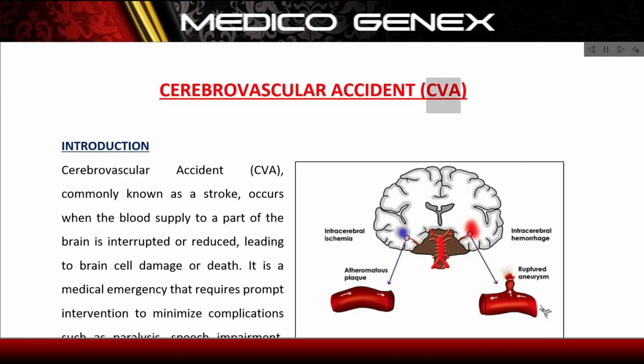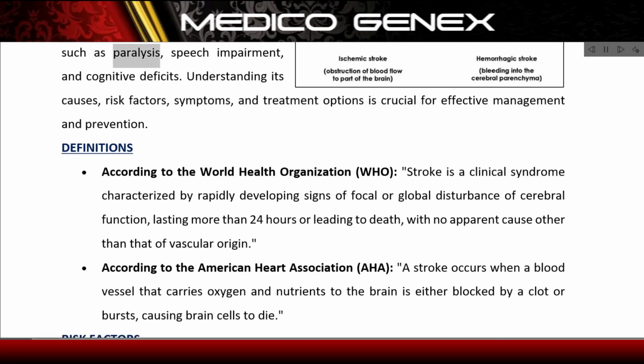Cerebrovascular Accident, CVA. Introduction. Cerebrovascular accident, CVA, commonly known as a stroke, occurs when the blood supply to a part of the brain is interrupted or reduced, leading to brain cell damage or death. It is a medical emergency that requires prompt intervention to minimize complications such as paralysis, speech impairment, and cognitive deficits. Understanding its causes, risk factors, symptoms, and treatment options is crucial for effective management and prevention.